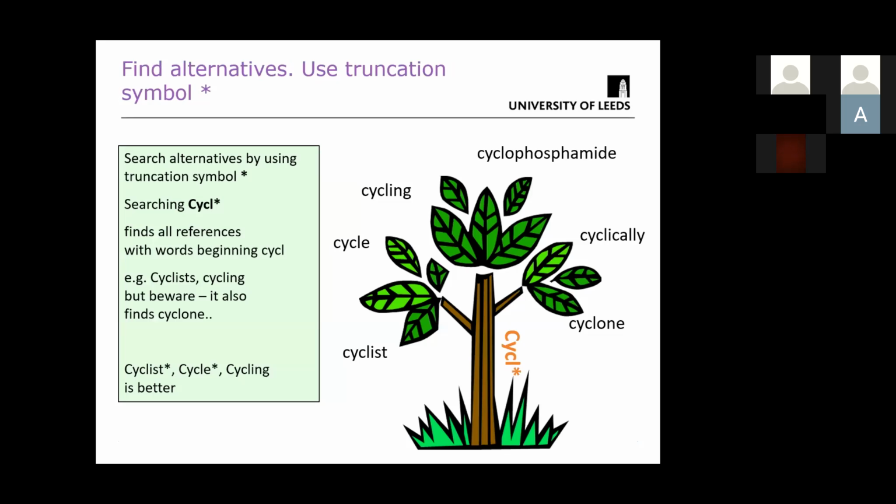Now, there's ways that can help us do this because there's no way we can think of every possible way an author might write something down. So one of the tools we use when we're doing literature searching is truncation. So we use the star or the asterisk symbol. And this is a great little tool.